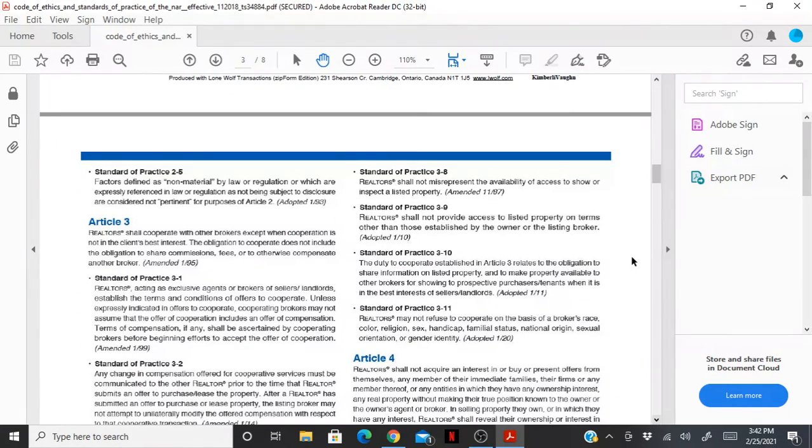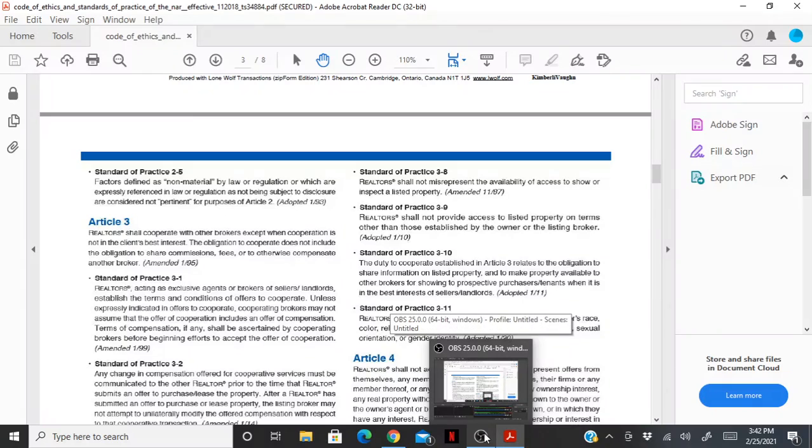And then lastly, standard of practice 2-5, factors defined as non-material by law or regulation or which are expressly referenced in law or regulation as not being subject to disclosure are considered not pertinent for purposes of Article 2. So basically, if the law of your state says something different, then that's what you go by. All right, and that concludes the review of Article 2.